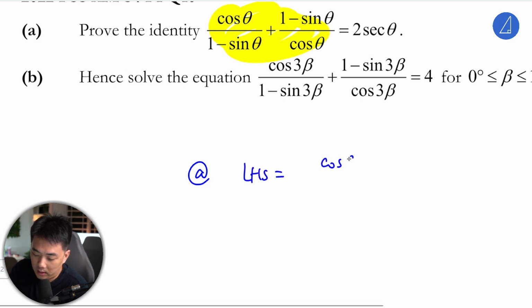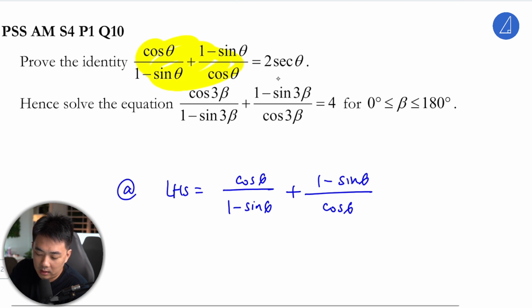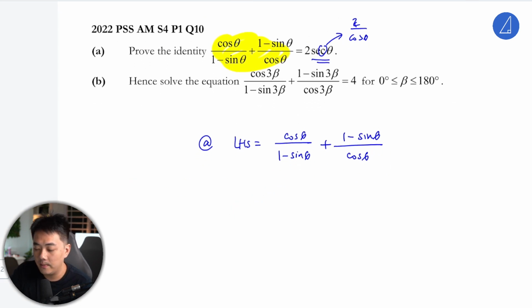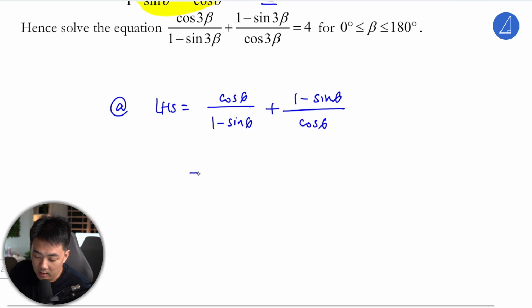Then this is cosine theta over 1 minus sine theta, plus 1 minus sine theta over cosine theta. Now the key thing here is that the right hand side is actually 1 over cosine theta times 2, so it's 2 over cosine theta. So we make a common denominator, a single fraction.